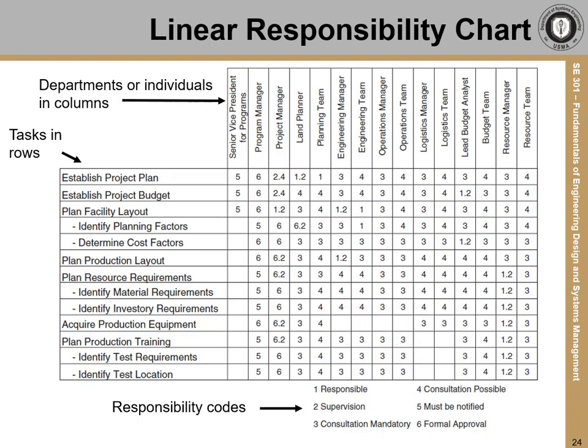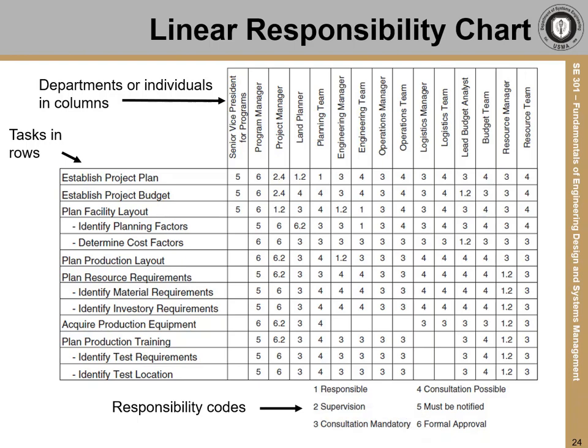In this linear responsibility chart, if we look at the first task, Establish Project Plan, we can see that the land planner and the planning team are responsible for that task by the 1s that appear under their names in the first row. The 2s tell us that the land planner and the project manager share responsibility for supervision of the task. The 3s indicate that the planning team must consult with the engineering manager, the operations manager, the logistics manager, the lead budget analyst, and the resource manager as they establish the project plan.